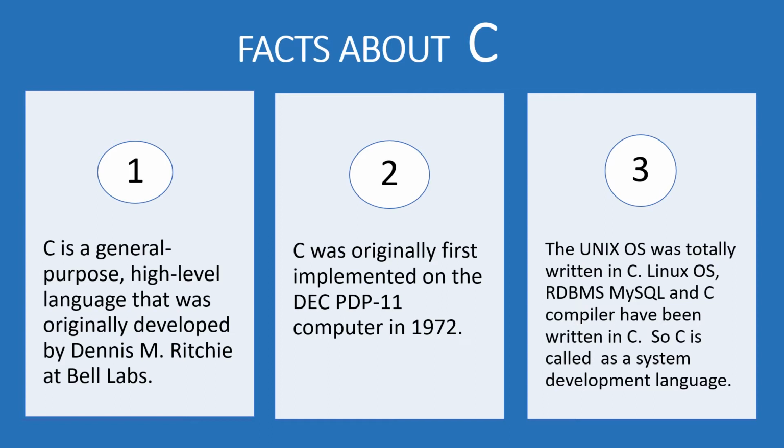Ritchie at Bell Labs. C was originally first implemented on the DEC PDP-11 computer in 1972. The Unix OS was totally written in C. Linux OS, RDBMS, MySQL and C compiler have been written in C. So C is called a system development language.